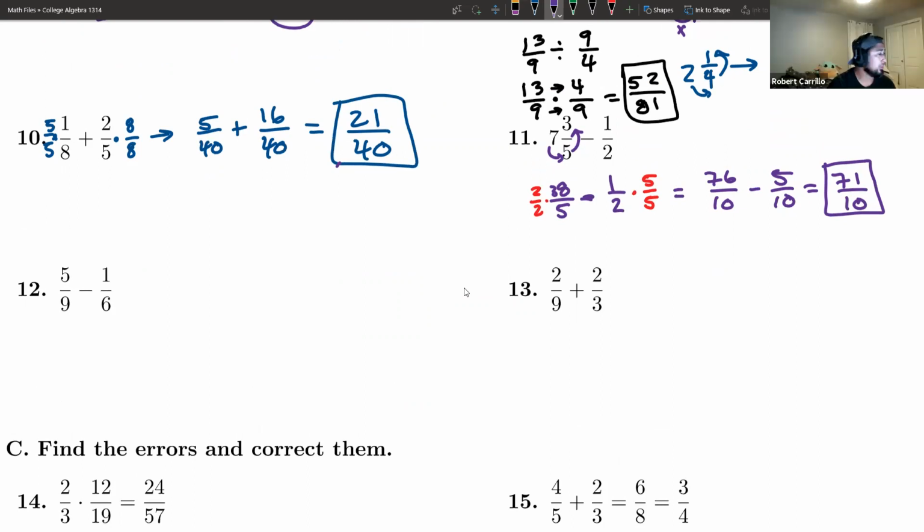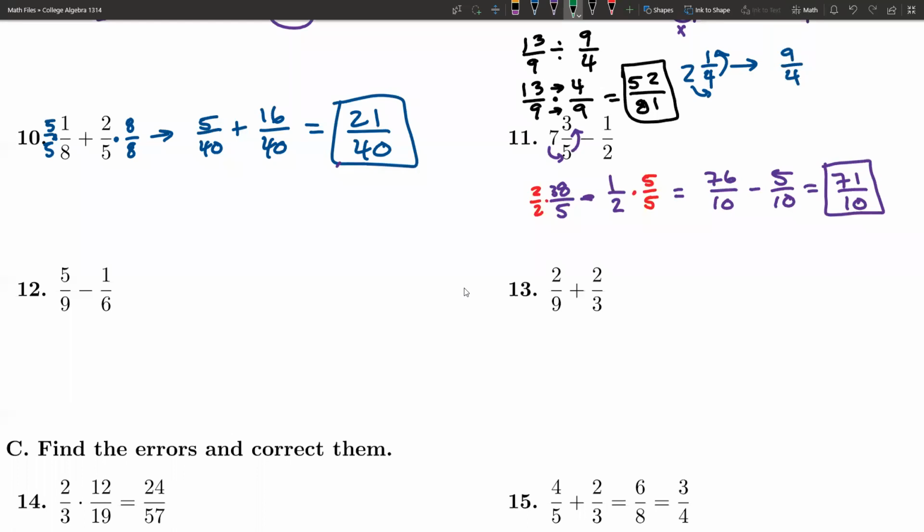All right. Number 12, just like the other two: 5/9 minus 1/6. We need a common denominator. What is my common denominator between 9 and 6? 54. Good. It can be 54, but in this case, we can think smaller. When we say common denominator, we want the least common denominator. 3? Well, that would be a factor of both of them, not a common denominator.